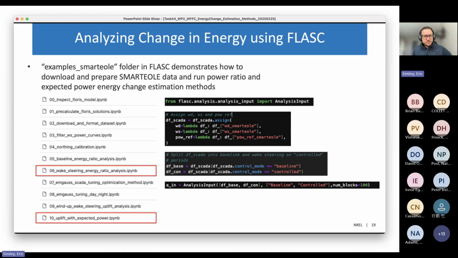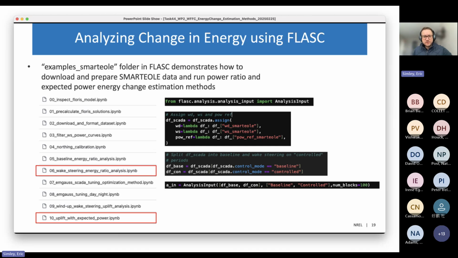And then I just highlighted notebooks 6 and 10. They show how to compute the total uplift, or the total change in energy for this data with wake steering control, using the power ratio method in notebook 6, and then the TNO method, which we're calling expected power, in notebook 10.